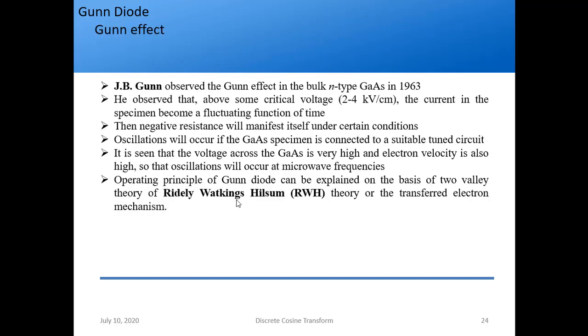Then we saw the Gunn effect. The Gunn effect is basically the observance of negative resistance. Gunn observed that above some critical voltage, which is a very high voltage of the order of 2 to 4 kilovolts per centimeter, the current in the specimen becomes a fluctuating function of time. Even though you are giving a DC, diodes essentially work at DC, right? What you are observing is that above some critical voltage, the current becomes a function of time, even though you have given a DC input.